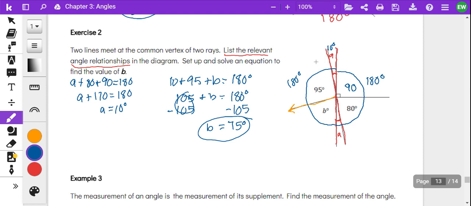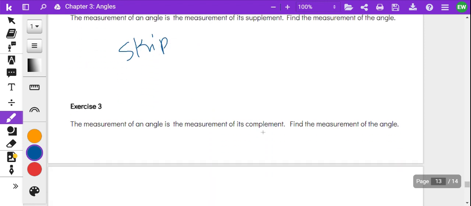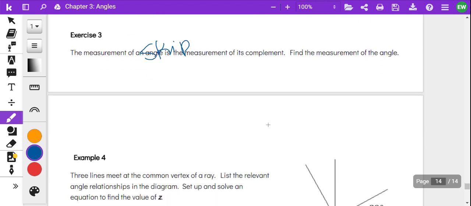Okay, so you're going to find B equals 75 degrees. So that makes sense. 75 plus 95 plus 10 is 180. Okay. Yeah, you get to skip this. Because there was an error in... You get to skip this, too. There was an error in the question writing. So we're going to skip those 2.